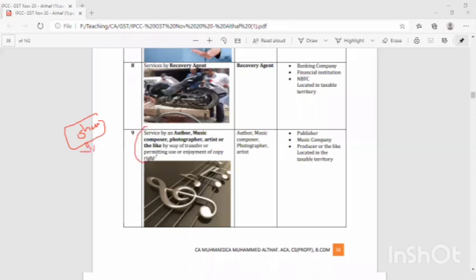So these services: a service by an author, music composer, photographer, artist, or the like. In this situation, suppose Gobi Sundar, a common example I make in all the classes, composed a music, and now he's selling that right to a producer, for example, Anthony Perumbavoor. Here the supplier is Gobi Sundar, but the recipient is Anthony Perumbavoor. So the person liable to pay GST is Anthony Perumbavoor, as it uses the word shall. That means Anthony Perumbavoor has to pay the GST.